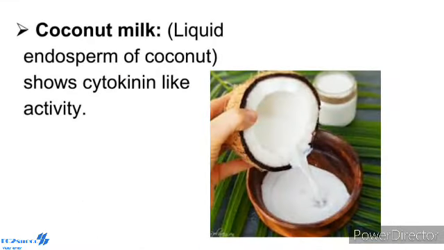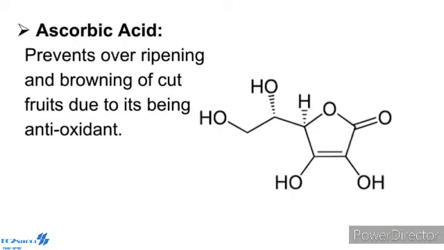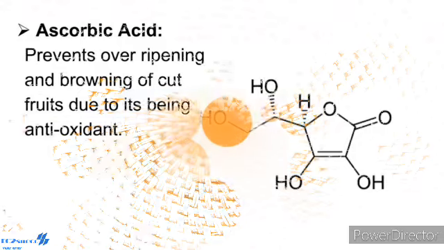Another one, coconut milk. The liquid endosperm of coconut shows cytokinin-like activity. Another one, ascorbic acid, prevents over-ripening and browning of cut fruits due to its being an antioxidant.